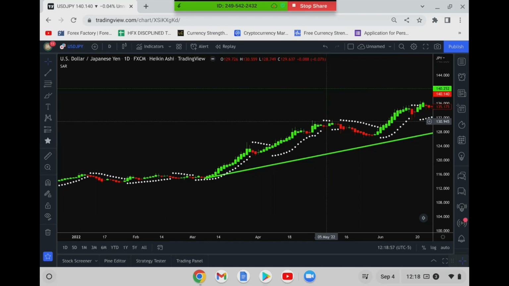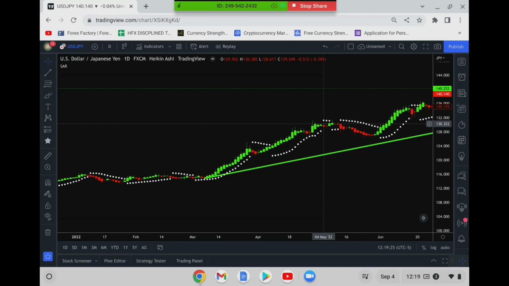You might lose a few pips waiting on the SAR to flip, but I guarantee you're not gonna lose as many pips as you would with another indicator like the MACD, like using the MACD to exit trades, okay? You're gonna still secure way more profit by just waiting for the SARs to flip and then taking your profit.